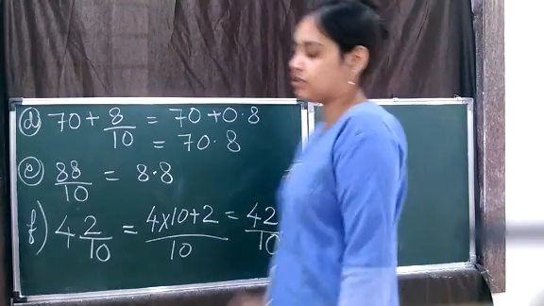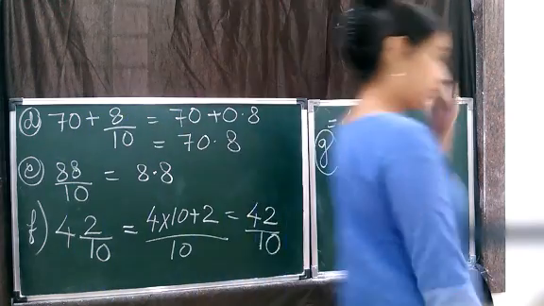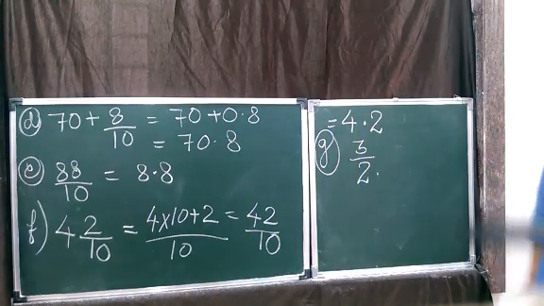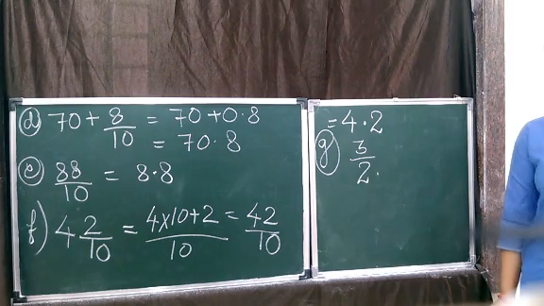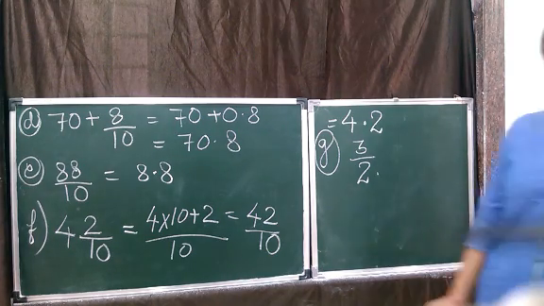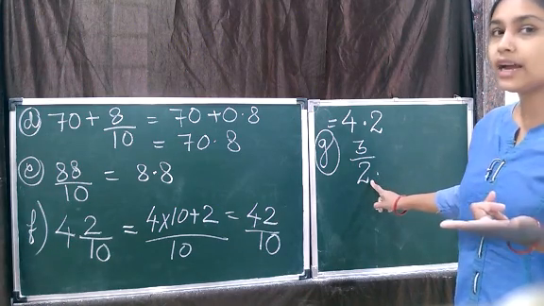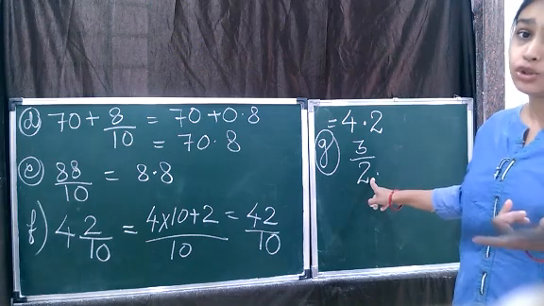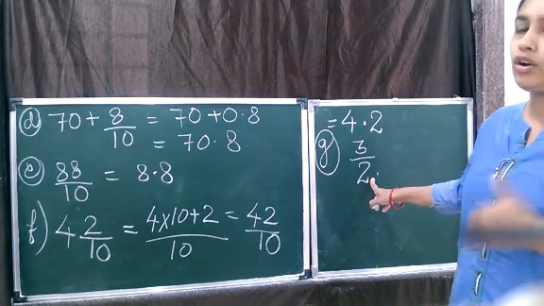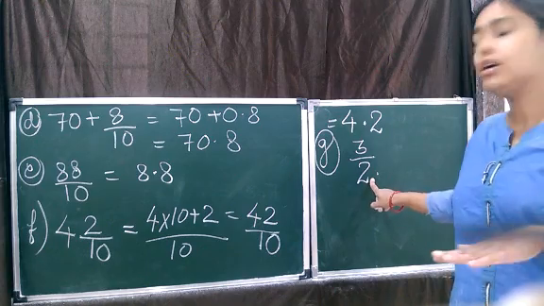3 by 2. Now see children, 3 by 2, it doesn't have a 0. Yes, it doesn't have a denominator as 10, 100 or 1000, so we have to make it. Do you remember how we've done this? We've done this and try these now. We multiply with a suitable number here so that we get a 10, 100 or a 1000. So what can you multiply to this 2 so that it becomes a 10 or a 100 or a 1000? First we check for 10, then we check for 100, then we check for 1000.